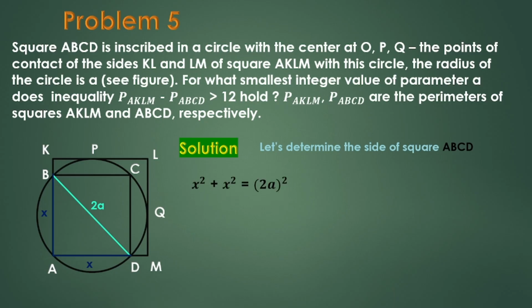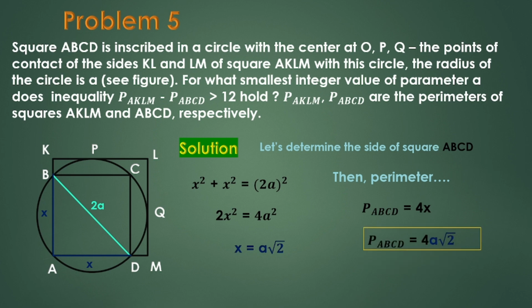Then by the Pythagorean theorem, we can determine what the side of the square is equal to. It is equal, after calculations, to a root 2. Then the perimeter ABCD equals 4x, and if x equals a root 2, then the perimeter ABCD equals 4a root 2.